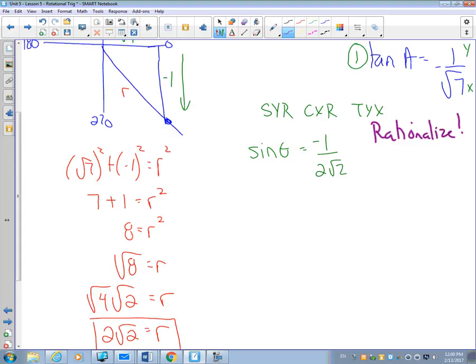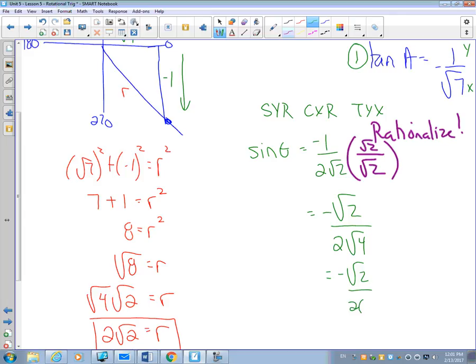Multiply the radical by what you want to get rid of. I want to get rid of root 2, so I multiply by root 2, top and bottom. What's that going to give me? On top, negative 1 times root 2 is just negative root 2. On the bottom, I get 2 root 4, or in other words, 2 times 2. So negative root 2 over 4.